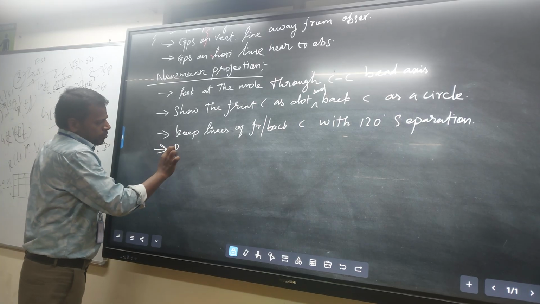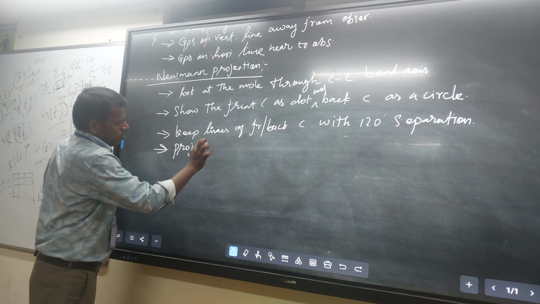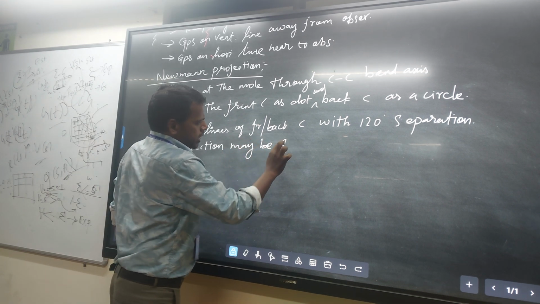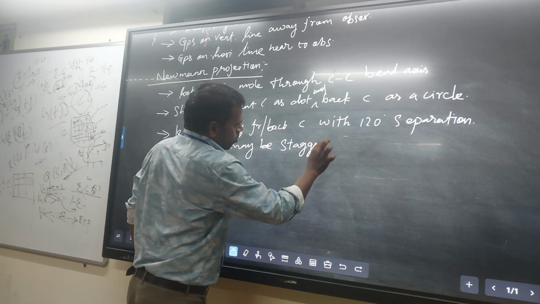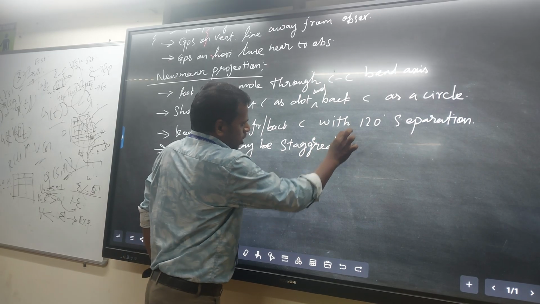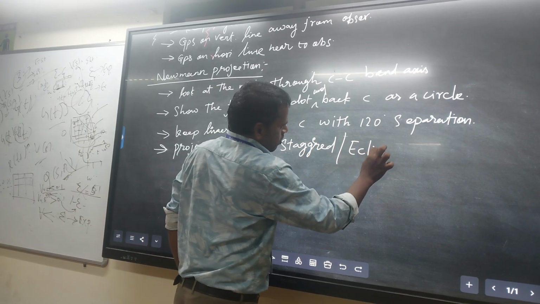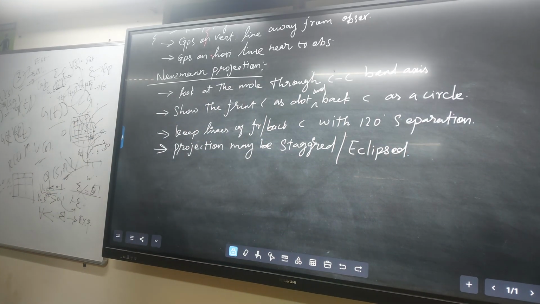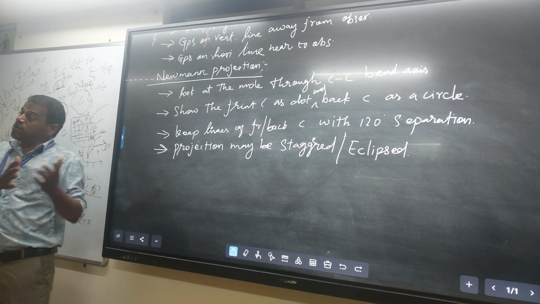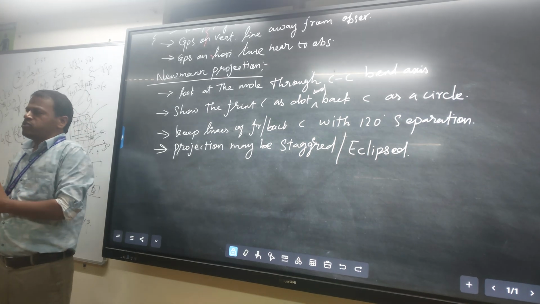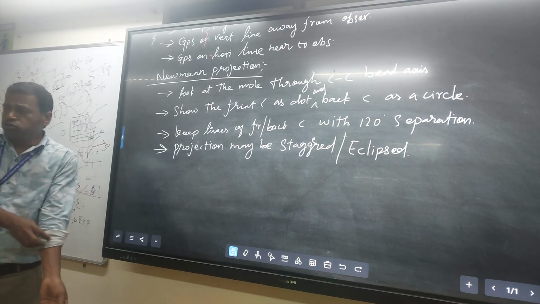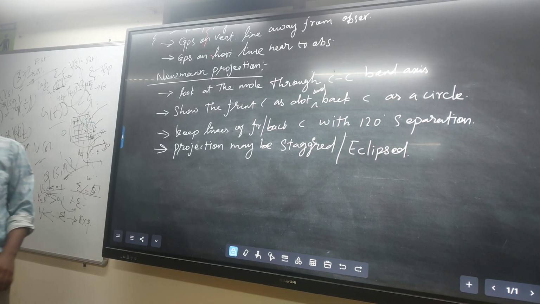The projection may be a staggered or eclipsed conformation. Okay, so you know the staggered conformation, eclipsed conformation, gauche conformation. So the projection may be staggered or eclipsed. Okay, right. So first look at the molecules through the carbon-carbon bond axis. That is the first rule, right?